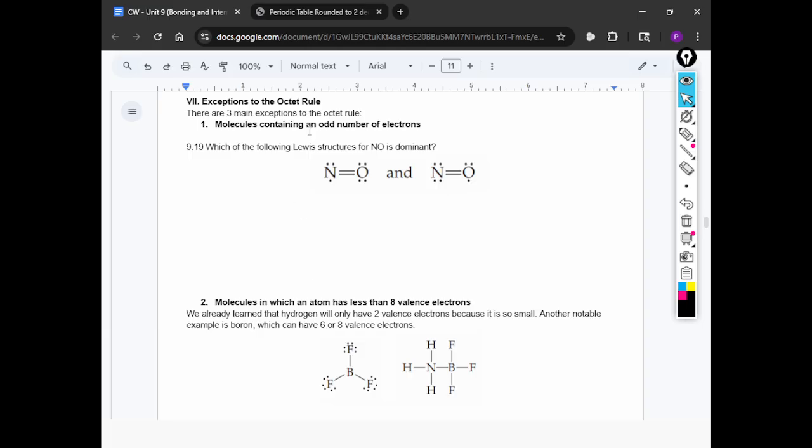All right, so 3 main exceptions. The first exception, and you might want to jot this down, and again, you can paraphrase it. First are molecules that have an odd number of electrons. If you notice, all the molecules we've been drawing so far have an even number, but there are some molecules that have an odd number of electrons, and they're going to have odd Lewis structures.